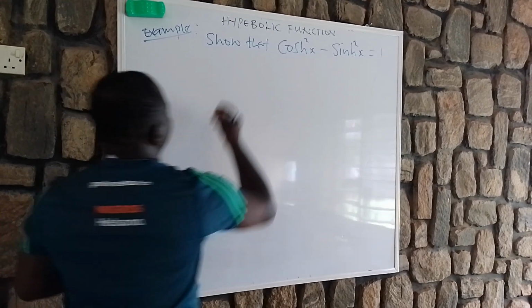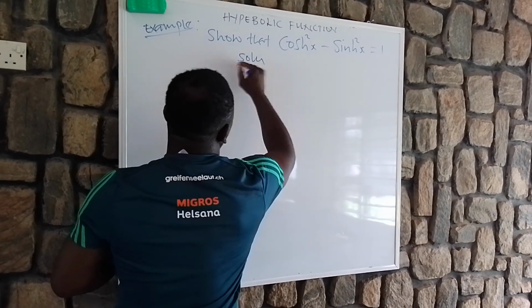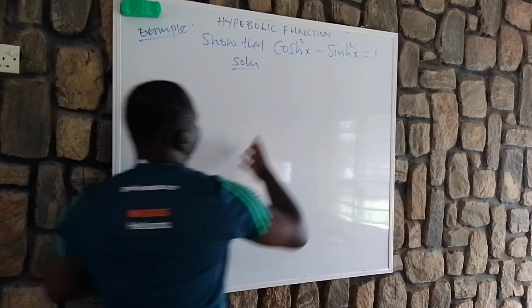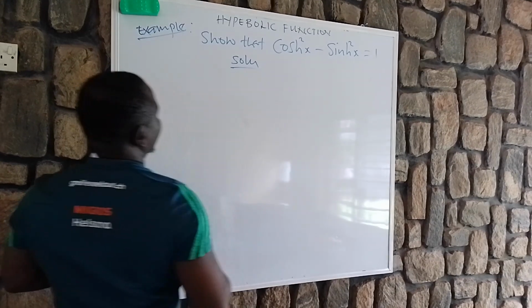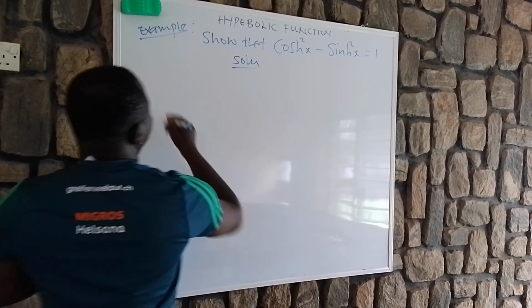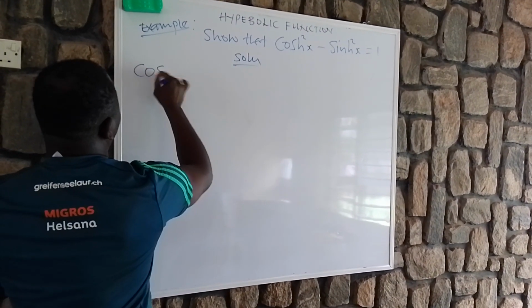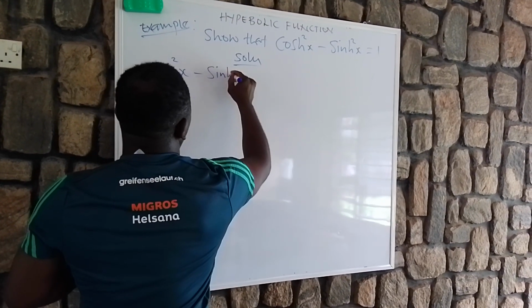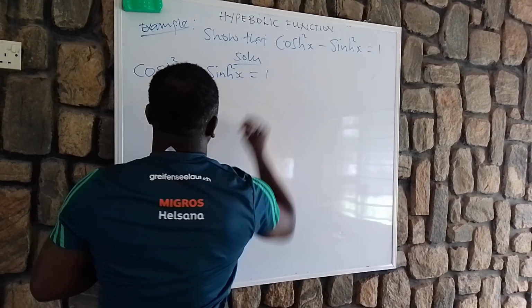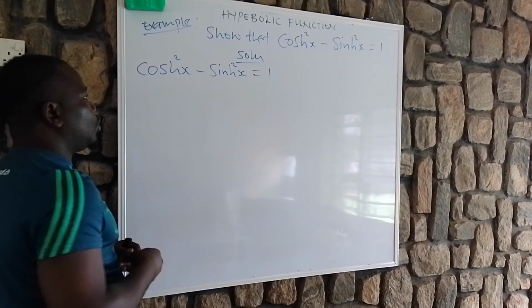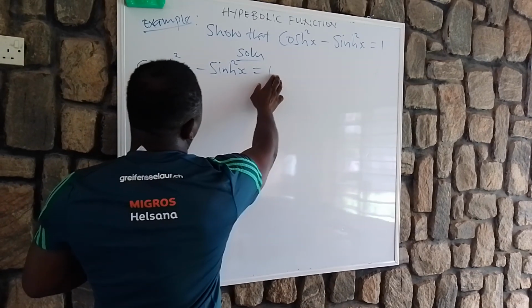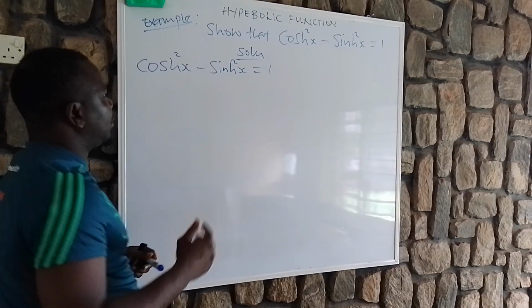Let's write the solution. When you come across questions of this form, note that they are hyperbolic functions. So cosh square x minus sinh square x is equals to 1. How can we show that the left hand side will be equals to the right hand side? That is what we want to look at.